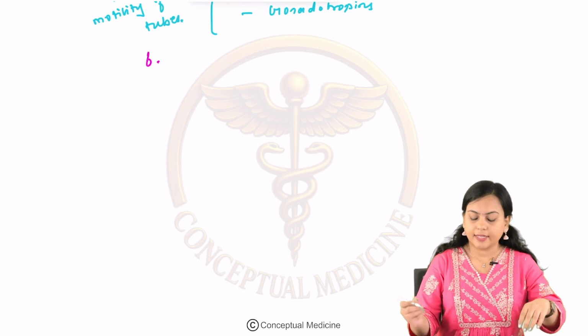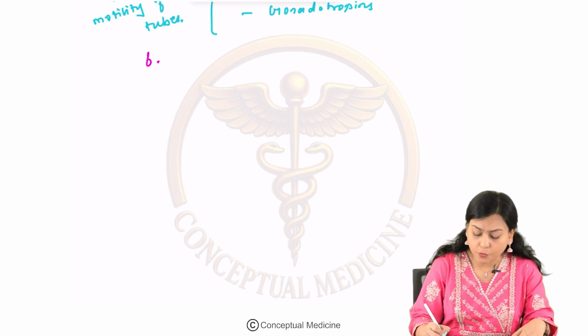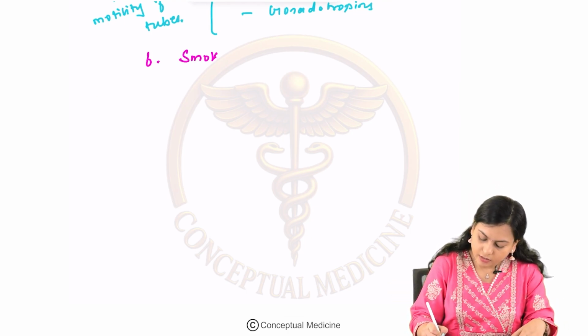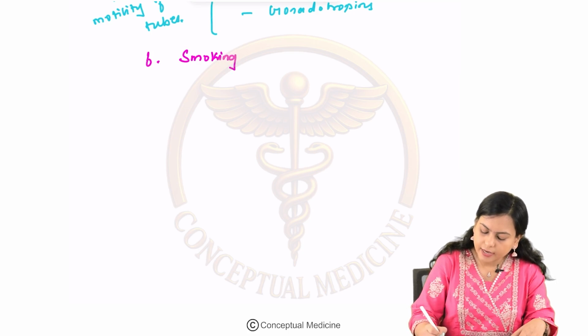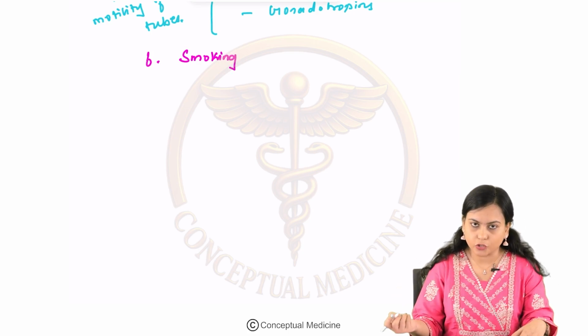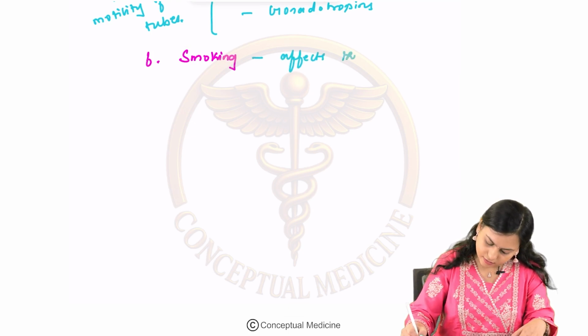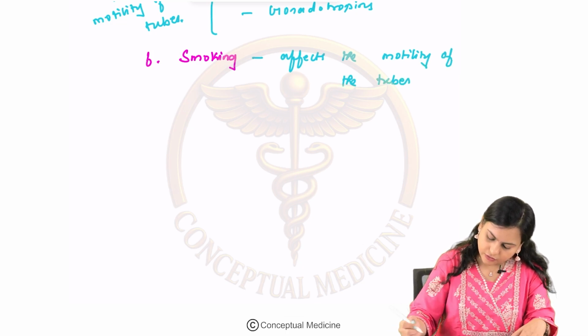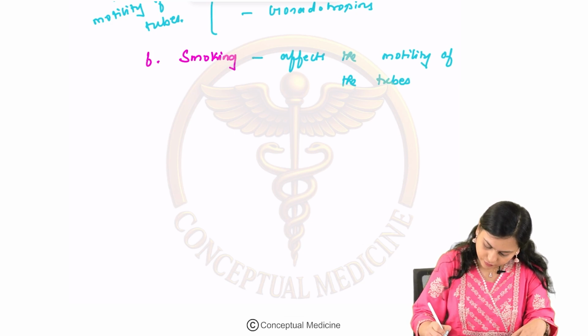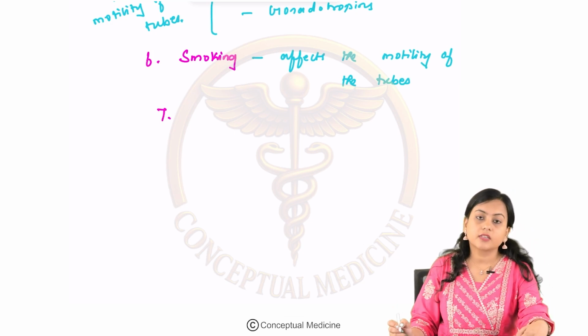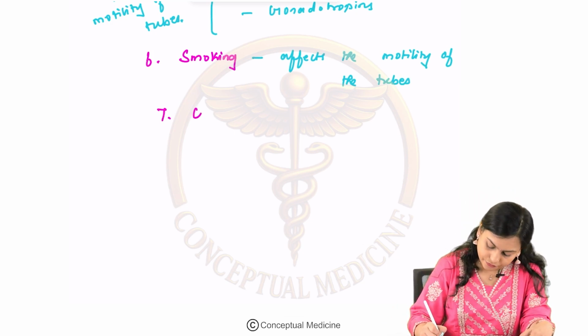Clear? And the next risk is seen with smoking. Smoking can also affect the motility of the tubes. Next one is contraceptive failure.